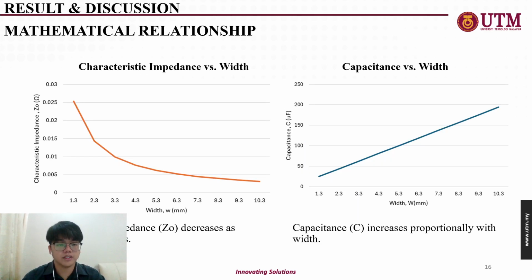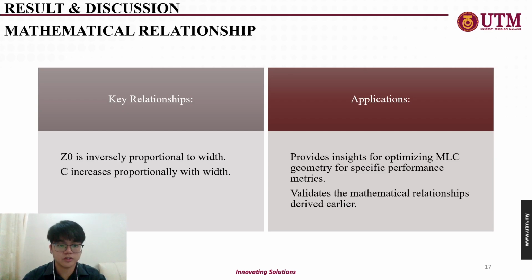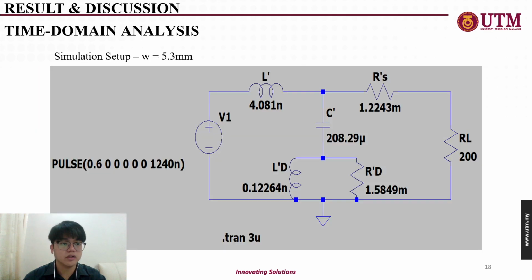Then going to results and discussion. First is the mathematical relationship part. This is the graph generated. The key relationship here is that impedance is inversely proportional to the width, and capacitance increases proportionally with the width. So it provides insight for optimizing the MLC geometry for specific performance metrics, and it validates the mathematical relationships derived earlier. Then going to the time domain analysis, I start with the width equal to 5.3mm first.